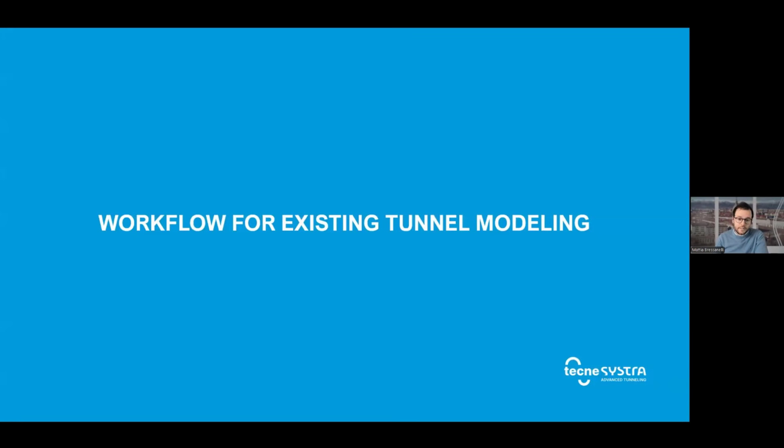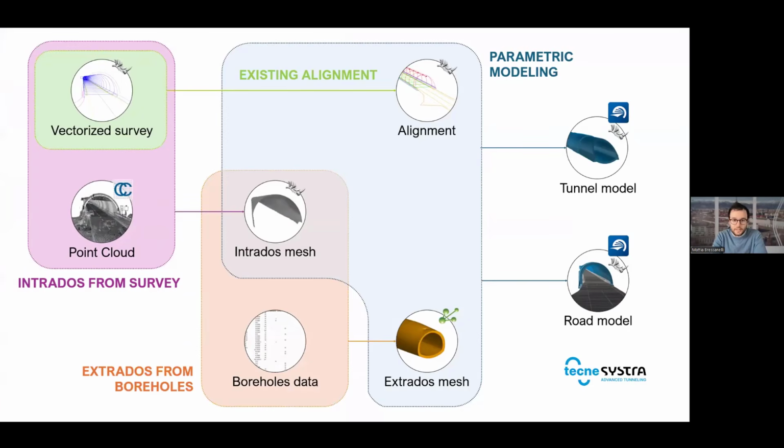All right, so let's see the workflow which we will see together today. It's summarized by this flowchart. We start from vector and point cloud data, which is usually gathered by a topographer, an external contractor, and it gives us a vectorized survey in DWG or any CAD format, and then a point cloud in PLY or LAS or something like that. And from that, we have to rebuild the existing tunnel. So we build the intrados mesh, the part that you can see directly from the point cloud. We extract the alignment information by processing the CAD data.